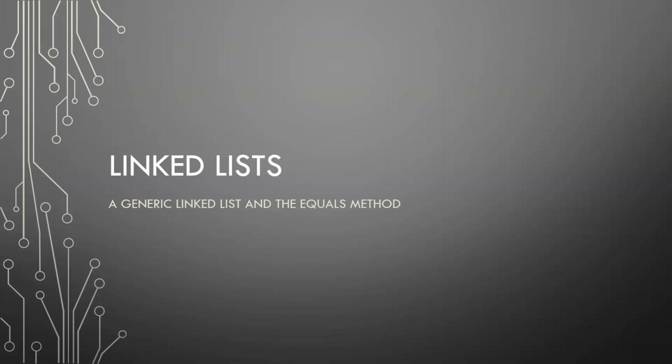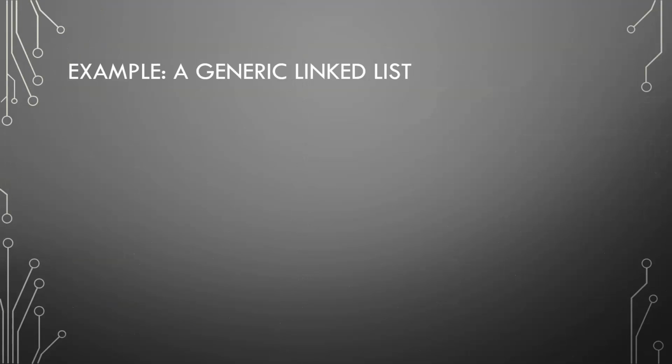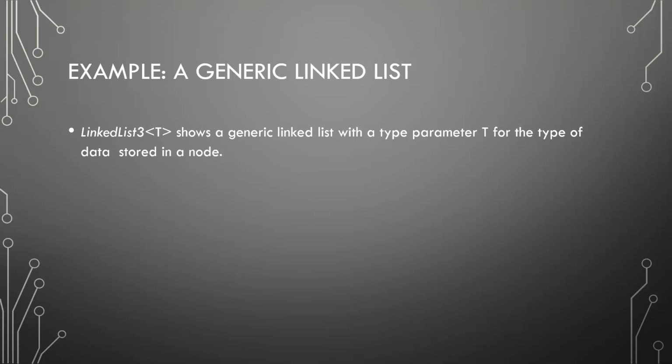And welcome back, students. As we continue our discussion of linked lists, today we're going to look at a generic linked list example, and we're also going to discuss the application of the equals method. As we look at our example here, you'll notice that we have another linked list. LinkedList3<T> shows a generic linked list with type parameter T for the type of data stored in a node.